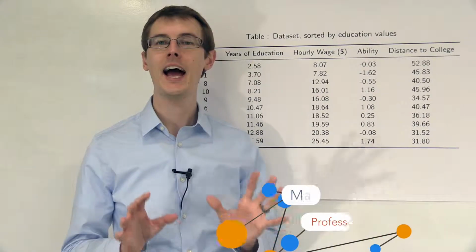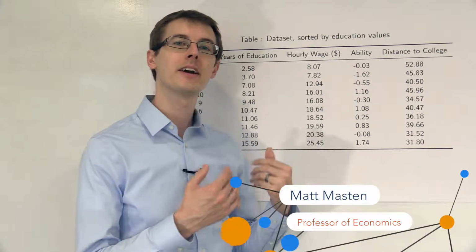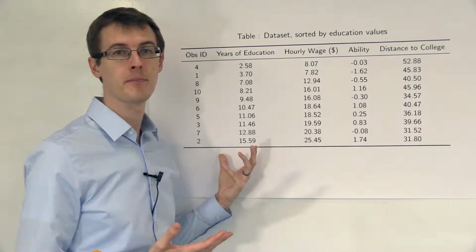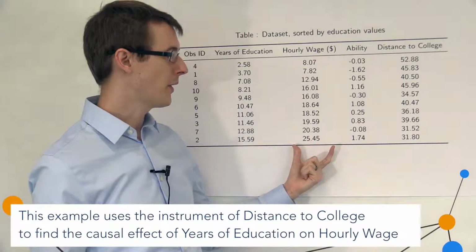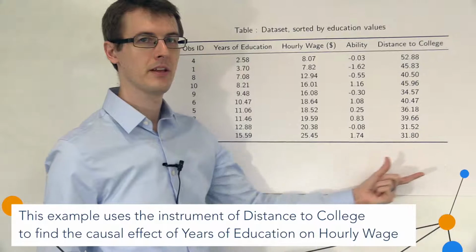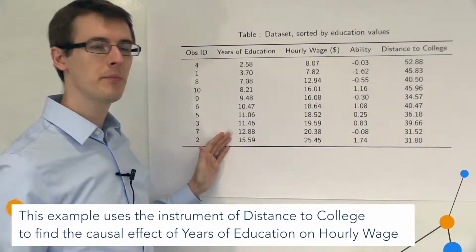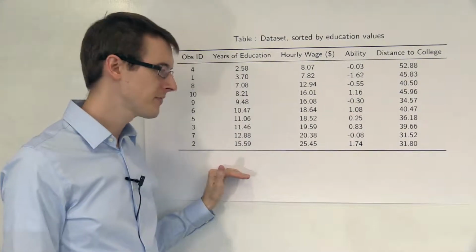Next, I'm going to illustrate how instrumental variables works using a table instead of a graph. I've got a data set here with just 10 people. For each person, I've shown how much education they've got, how much wage they make, their ability, and how far they live from a university. I've sorted the data set so that people with less education are at the top and people with more education are at the bottom.